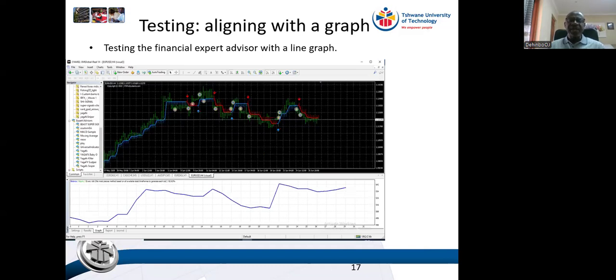And then we also align this with a line graph to see what the trend is over the past month or over the past year, to see how things are moving. Are they moving upward or are they going downward? Because it is easier to see this in a line graph.